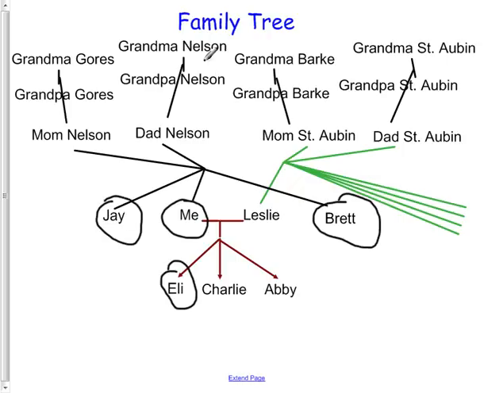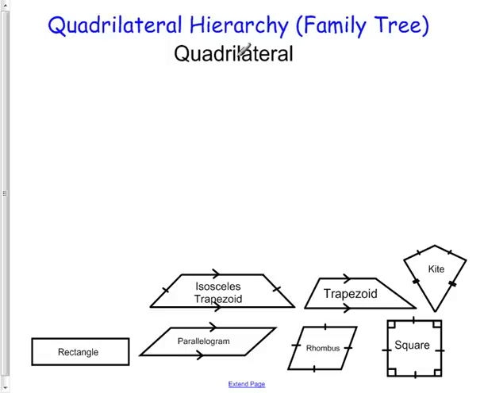How about Grandpa Nelson? Is he a St. Aubin? No, of course not. It has nothing to do with St. Aubin. So the idea is we want to put the more specific shapes down here, and then these are all offspring of the original shapes, the more general shapes. So let's try to apply this idea to quadrilaterals. Quadrilaterals are just four-sided shapes.